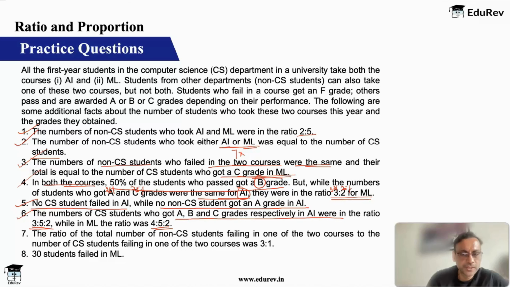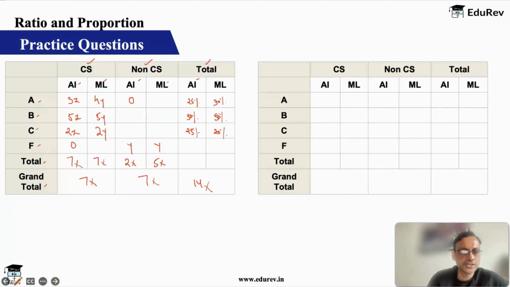Then the seventh one: the ratio of the total number of non-CS students failing in one of the two courses to the number of CS students failing in one of the two courses was 3:1. We'll come to this. Let's use the eighth one, very simple: 30 students failed in ML. Here we don't know how many failed, Y have failed, and the total number of students who have failed in ML is 30.